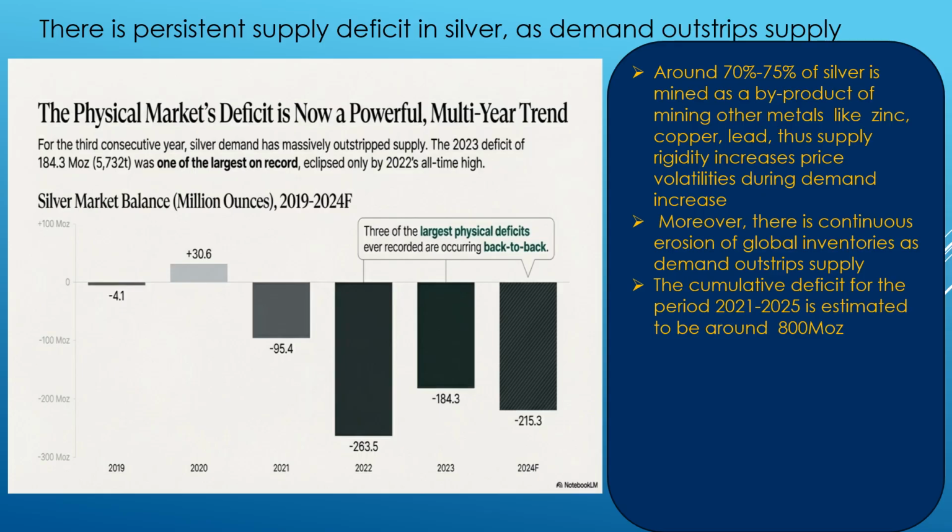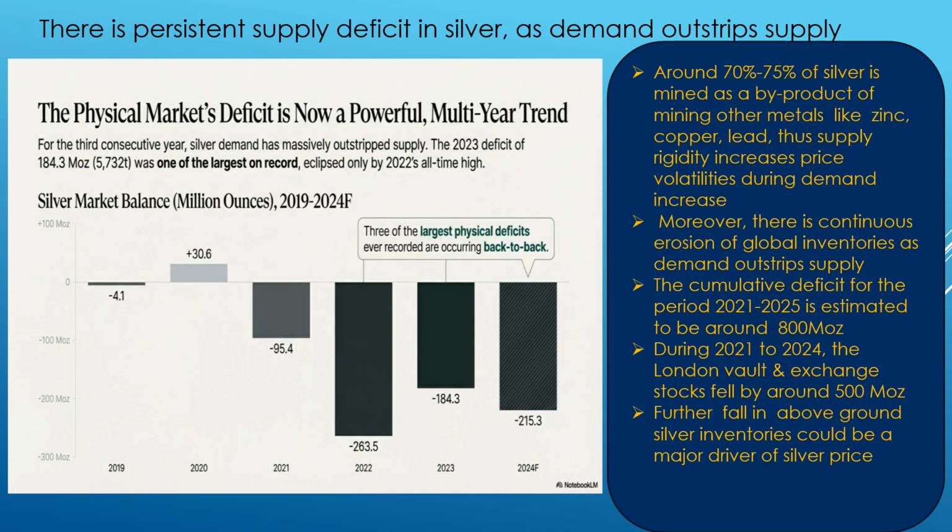The cumulative deficit for the period 2021 to 25 is estimated to be around 800 million ounce. During 2021 to 24, the London Vault and exchange stocks fell by around 500 million ounce. The further fall in the above ground silver inventories could be a major driver of the silver price.